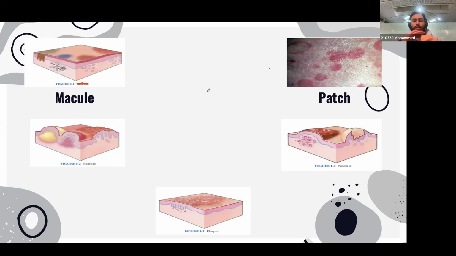Now, if it's a raised lesion, less than 5 millimeters, what do I call this? Papule. Good. If it's larger than 5 millimeters, what do I call this? Nodule. Good. If a bunch of papules join together, what do I call this? Plaque. Good. That's pretty much it. Okay. These are the 5 that I need you to know.